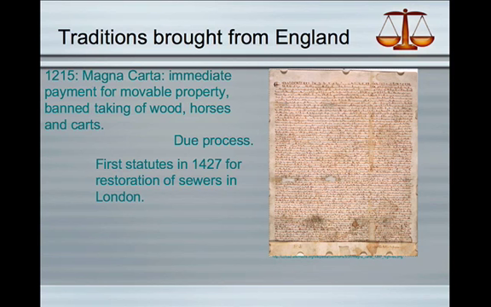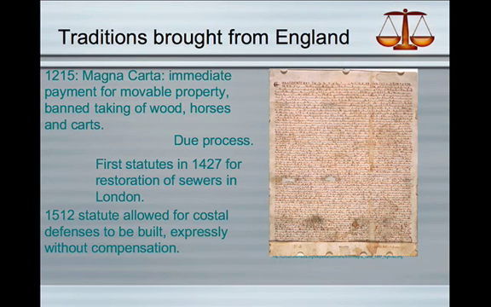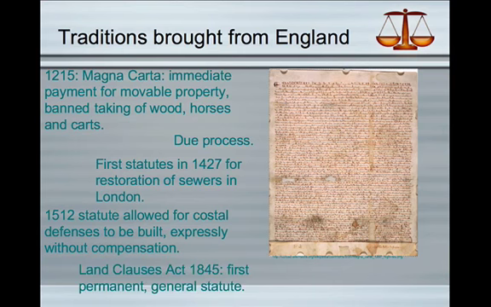And the first statute that actually dealt with eminent domain was a statute in 1427 for the restoration of sewers in London. It just briefly said that land could be taken if they needed to add new sewers. Another statute in 1512 allowed for coastal defense to be built and expressly said without compensation. So maybe the fact that they put in that compensation was not allowed lends us to believe that people in 1512 would expect compensation.